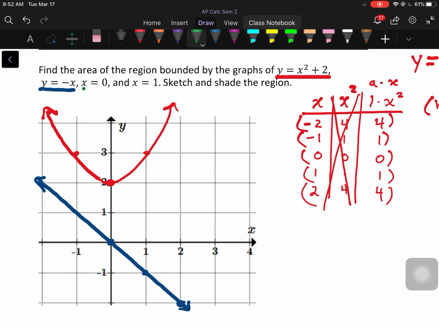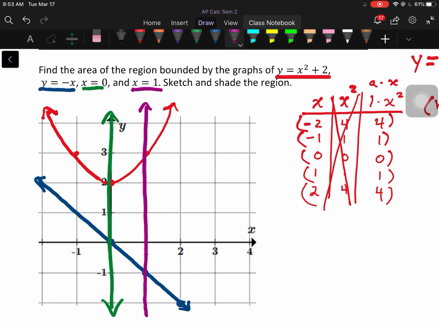Let's graph the line x equals 0. Well, x equals 0 states that for every y value, x is 0. So that's going to be a vertical line going up and down on the y-axis. Oops, missed that one. Let's try it again. And then let's graph the last vertical line, which is x equals 1. For every y value, the x value is 1.